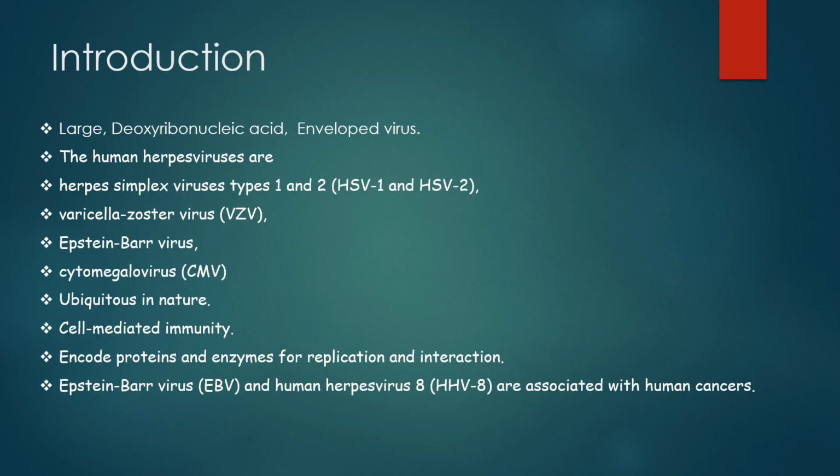Introduction. The herpes viruses are an important group of large deoxyribonucleic acid enveloped viruses with the following features in common: virion morphology, basic mode of replication, and capacity to establish latent and recurrent infections. The human herpes viruses are Herpes Simplex virus 1 and 2, Varicella zoster virus, Epstein-Barr virus, and cytomegaloviruses. These viruses are ubiquitous in nature.